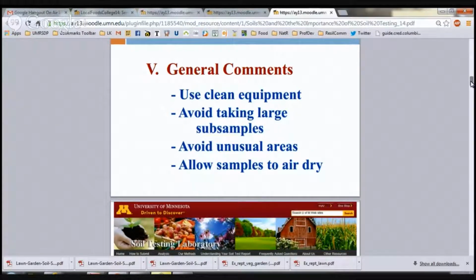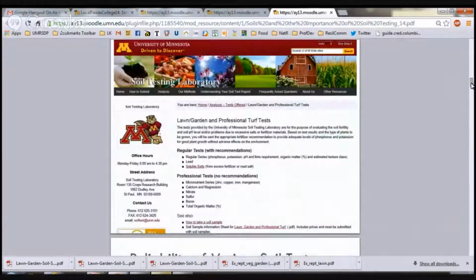This is another picture of the internet, and it shows you the test. The regular series I said before includes phosphorus, potassium, pH, lime requirement, organic matter, and estimates the soil texture. Anything you add to that is going to cost you a little bit more money. But it depends on the soil testing facility. Those regular tests could be different.